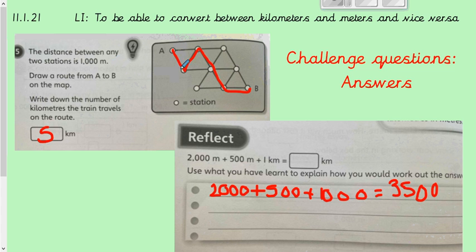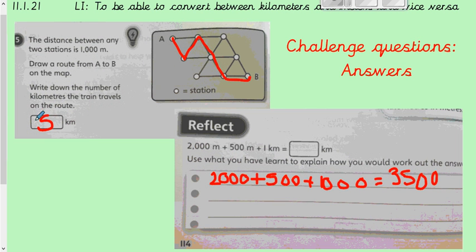So I did 1, 2, 3, 4, 5. So that's 5,000 meters. However, it wants the answers in kilometers. But I know that 5,000 meters is the same as 5 kilometers. So you might not have that answer, and that's fine because you probably still got it right. It just depends on what route you took here.